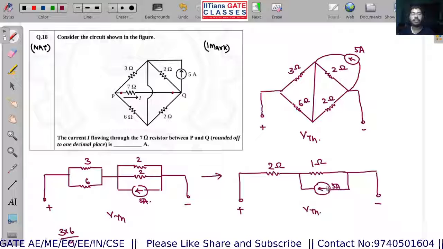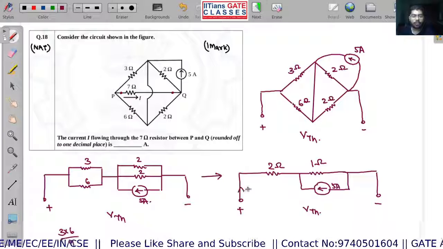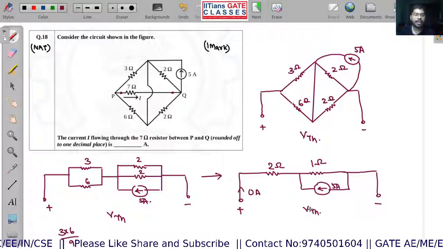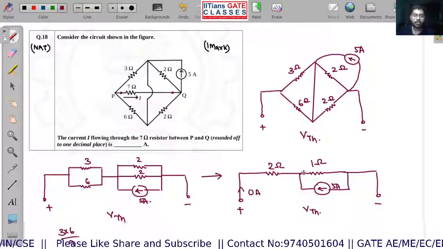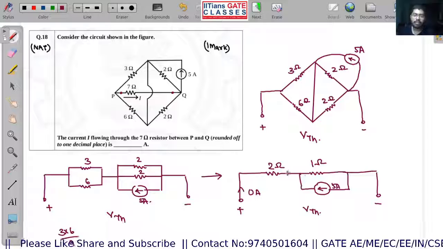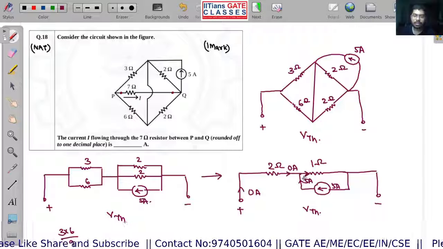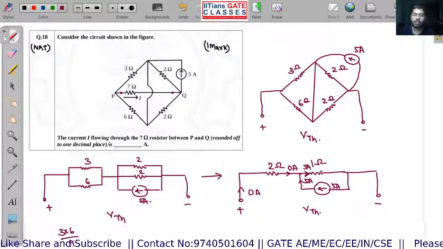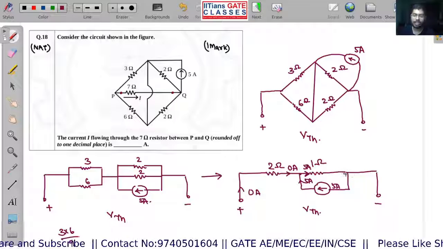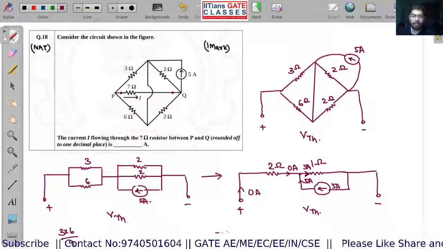Thevenin voltage is also known as open circuit voltage. Open circuit voltage means the current flowing through this branch is 0 ampere. So this VTH will short out to here, and what is the voltage here? From here 0 ampere is coming, and from here 5 ampere is coming. So in this branch the current will be 5 ampere only. So the voltage of this resistance is 5 volt.